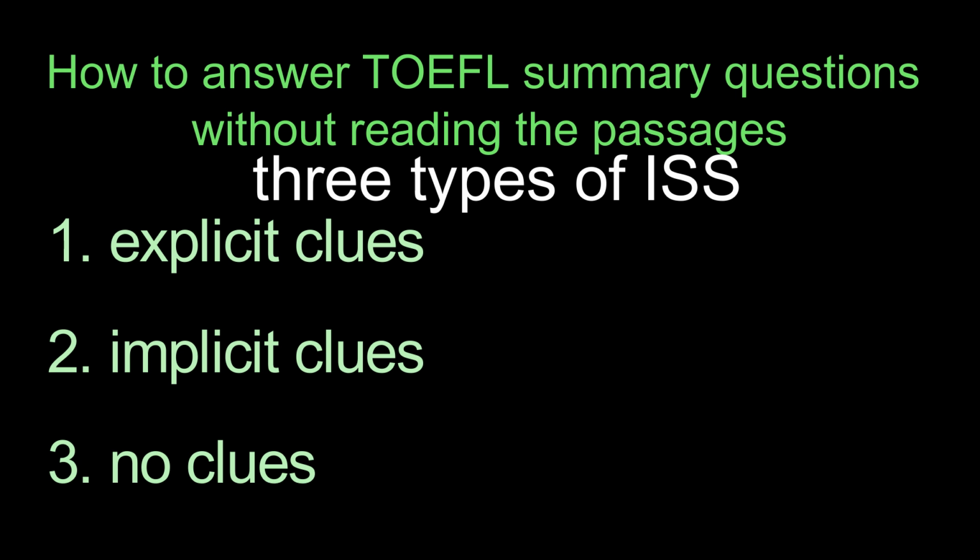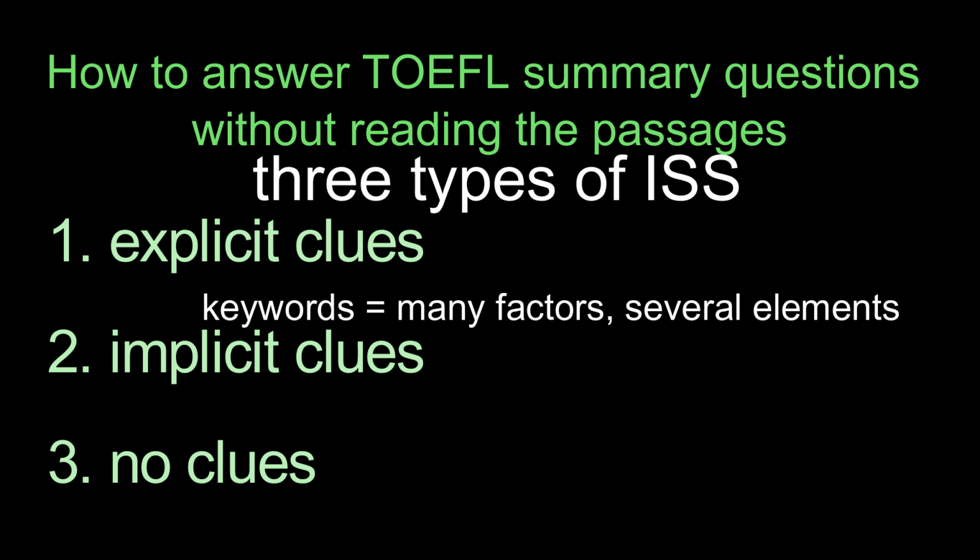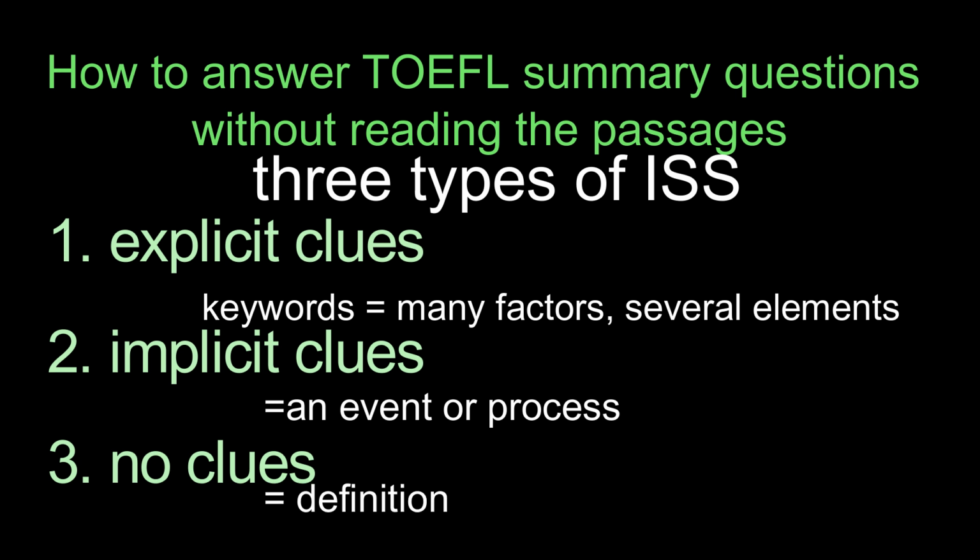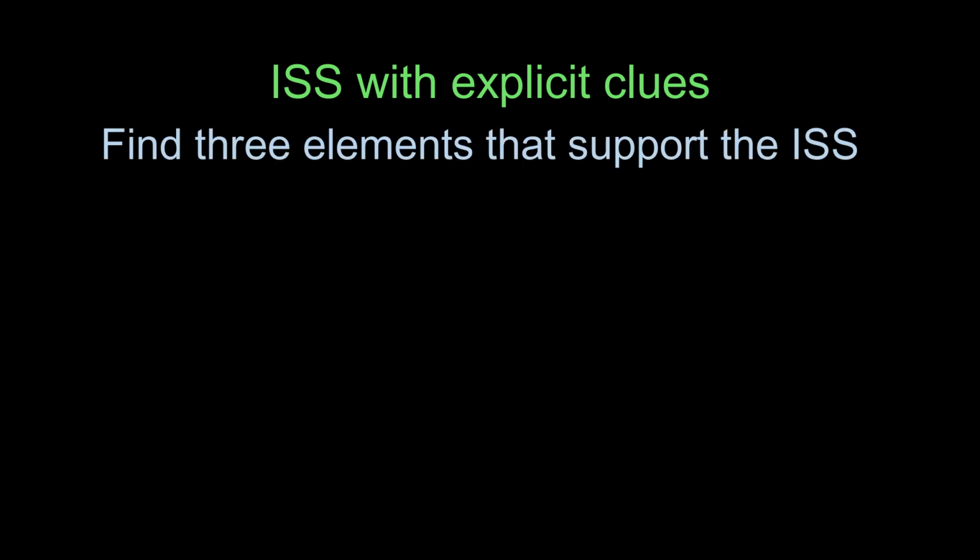For explicit clues, the introductory summary sentence contains such keywords as many factors or several elements. For implicit clues, the sentence summarizes an event or process. And for no clues, the sentence defines a term. Let's examine each type. The introductory summary sentences with explicit clues are the easiest to answer since all you need to do is to find 3 elements that support the introductory summary sentence.